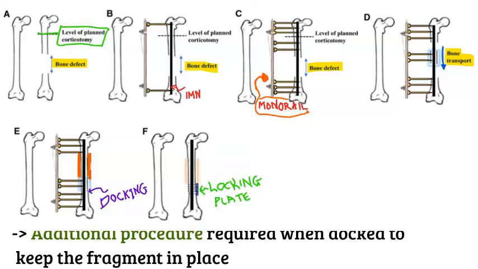E. Bone transport is complete. Docking site union is secured and regenerate is forming, illustrated by the orange halo. F. The monorail external fixator is removed and the transported fragment is secured in the docking site using a small fragment locking plate.